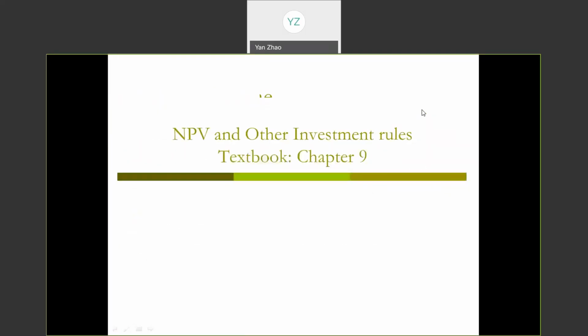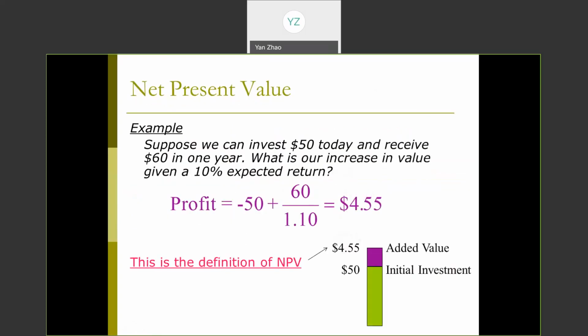Hello everyone. Today we're going to have a new chapter, Net Present Value and Other Investment Rules. So first of all, what is net present value?